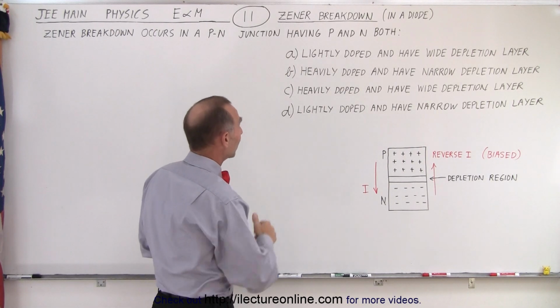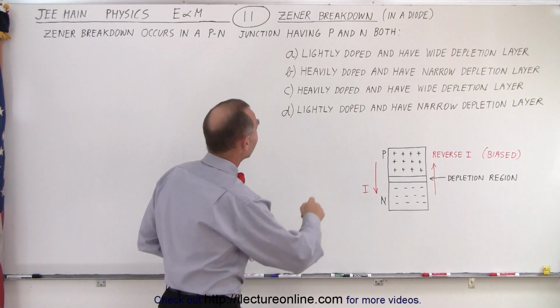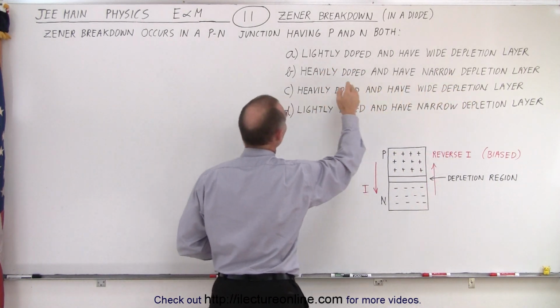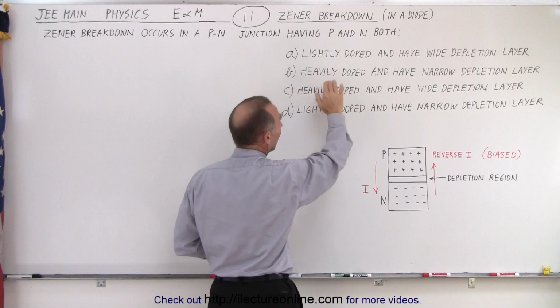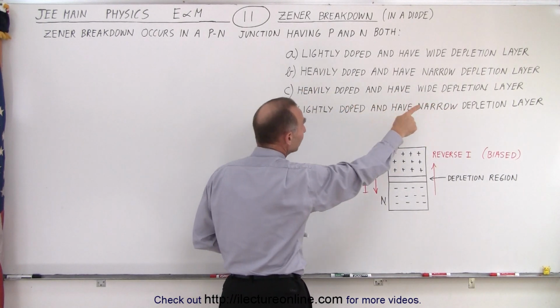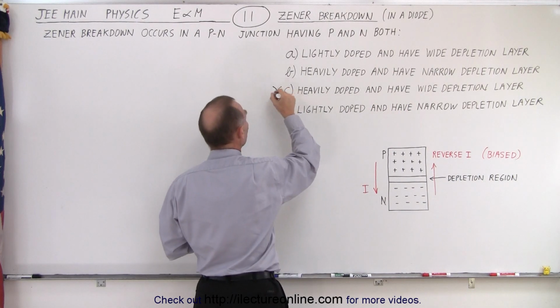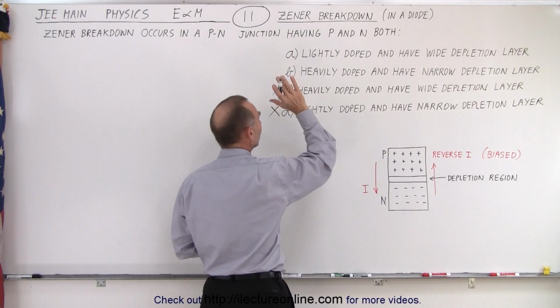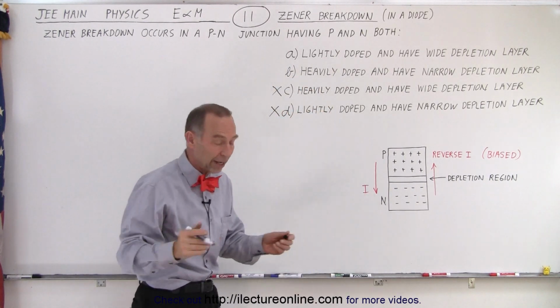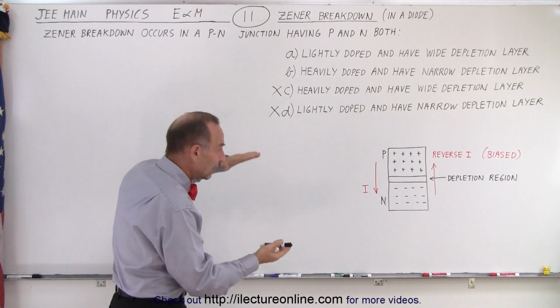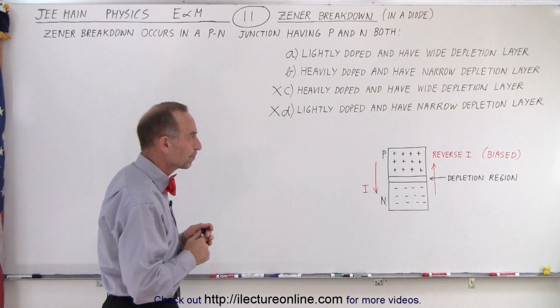So there are 2 possible answers here that are correct. Lightly doped and have a wide depletion layer, that is possible. Heavily doped and have a narrow depletion layer, that's possible. Heavily doped and have a wide depletion layer, you know that's not true. And lightly doped and have a narrow depletion layer, you know that's not true. So only A and B can be correct, and that's purely from the relationship between the amount of doping and the width of that depletion layer.